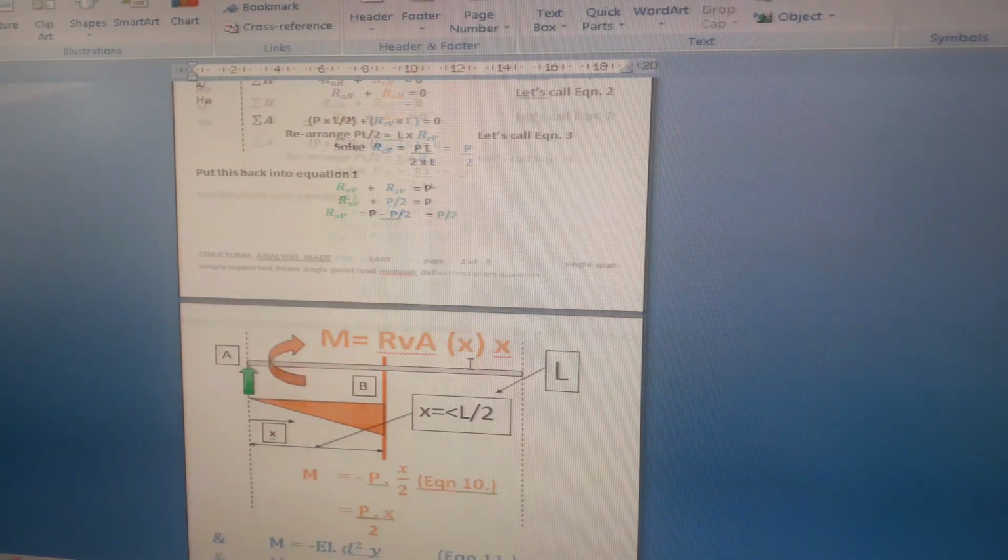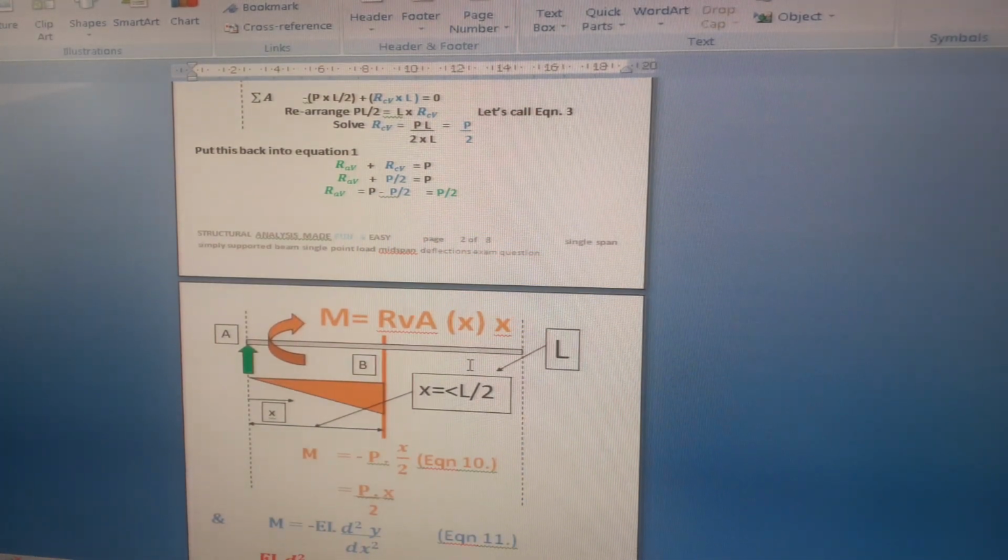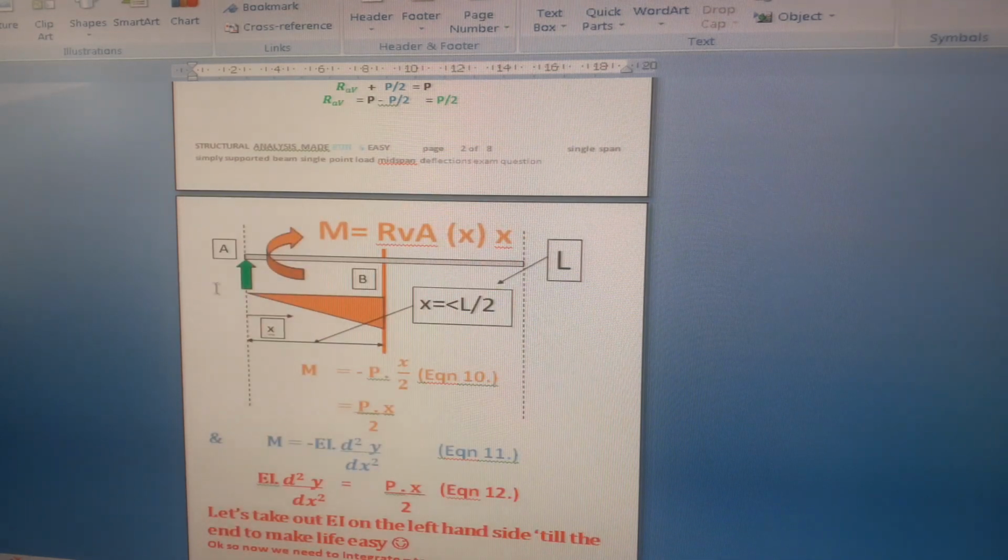So now we can go back to the diagram that I was talking about earlier. Now we know that RAV is equal to P over 2. That means that M equals RVA times X, and RVA equals P over 2. Therefore, M equals minus PX over 2. As we move along the X, that is getting bigger. That's also positive clockwise.